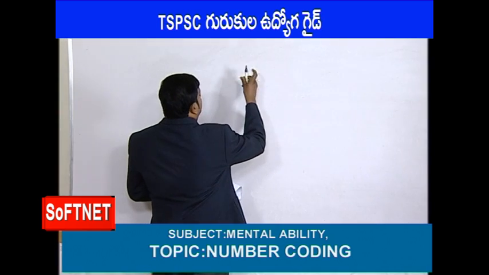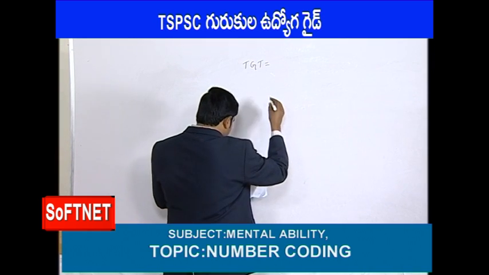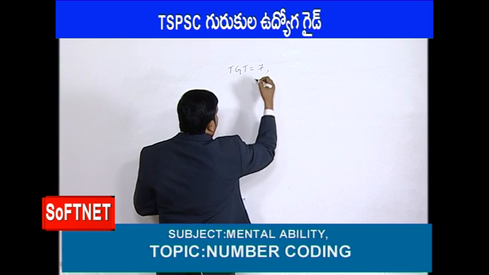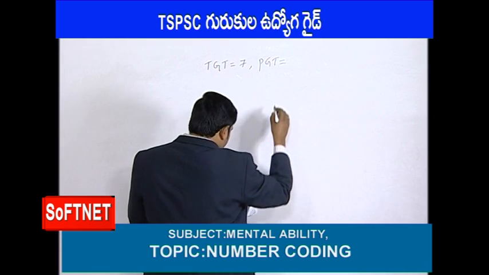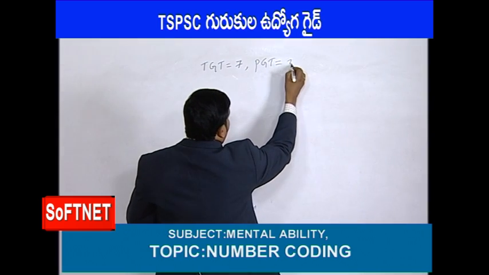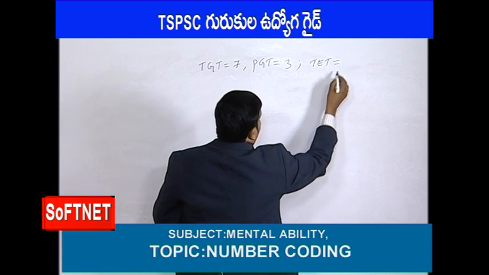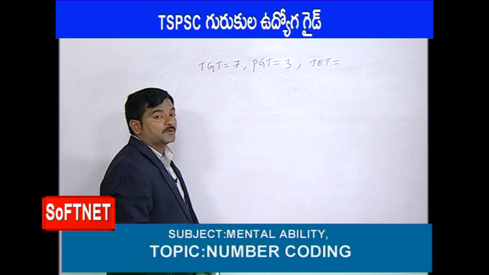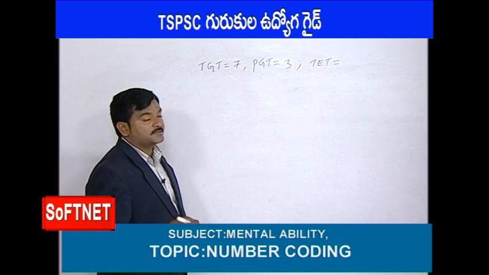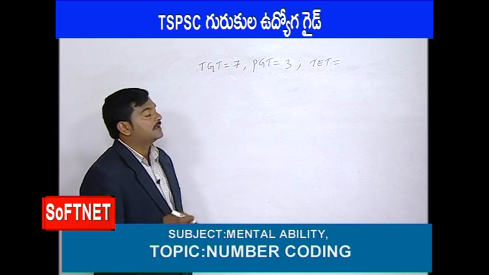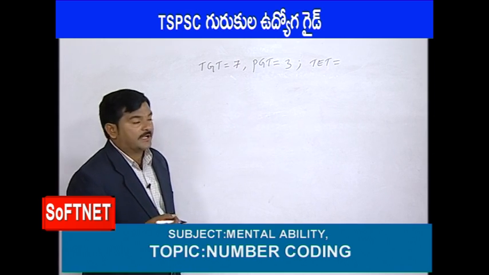Next example is in a certain code language. For example, TGT is written as 7. In the same language, PGT is written as 3. Then what is the code for the given word TET? I repeat the question once again. In a certain code language, TGT is written as 7. In the same language, PGT is written as 3. Then what is the code for the given word TET?